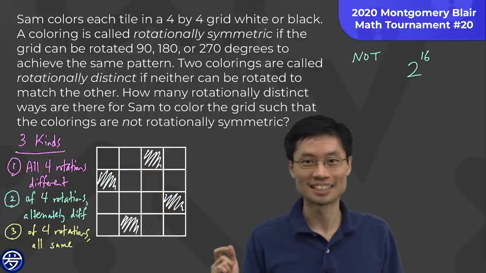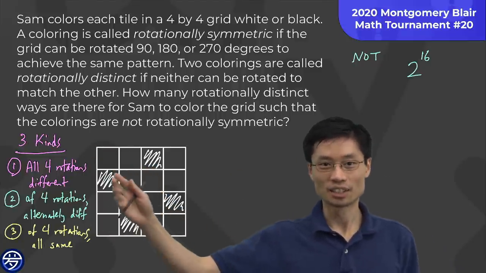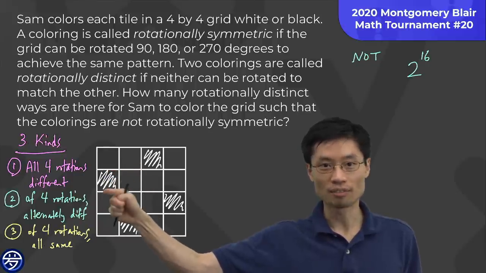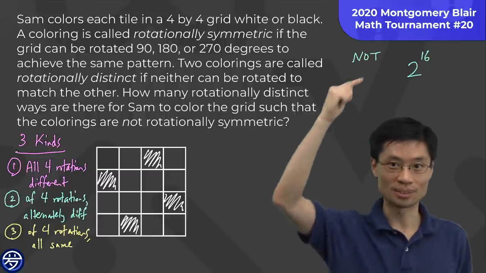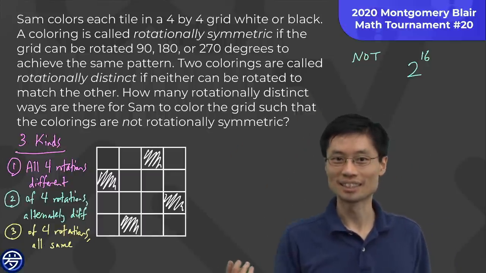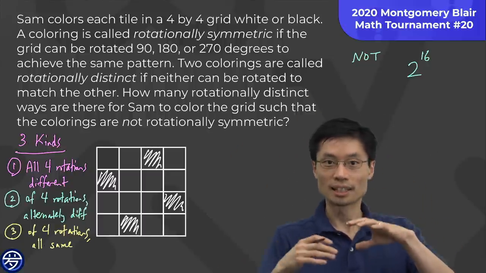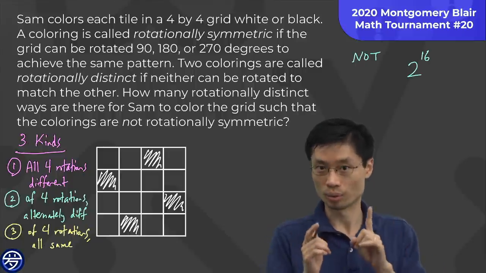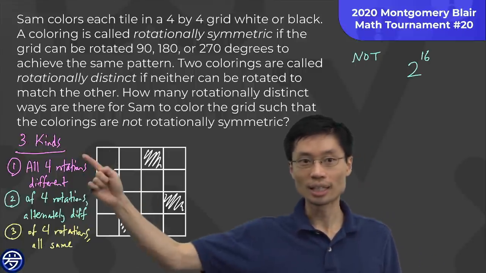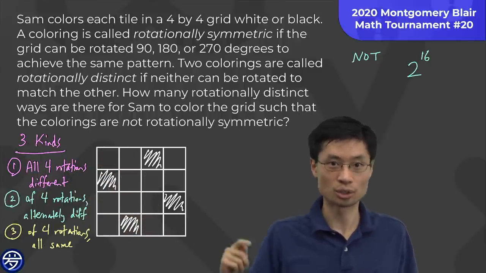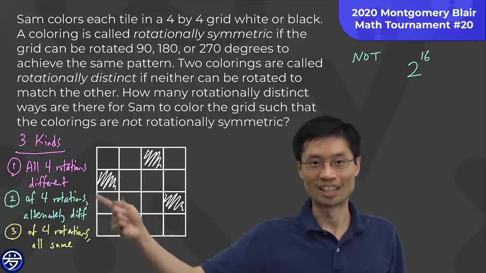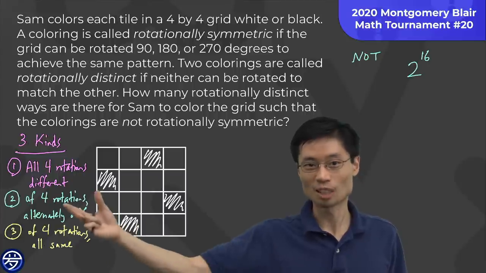And now here's what I intend to do. I intend to say that if I could find out how many of each of those kinds there are, that will have something to do with my 2 to the 16. Does that make sense? Actually, let me take that back. How many of these have all four rotations different? I don't know. There's a bunch of these pictures. See, I just showed you one. That one's this one, all the same. And there's some in here and some in here.